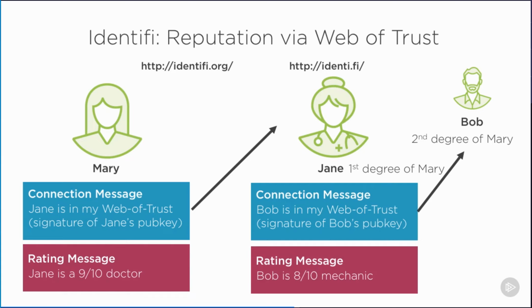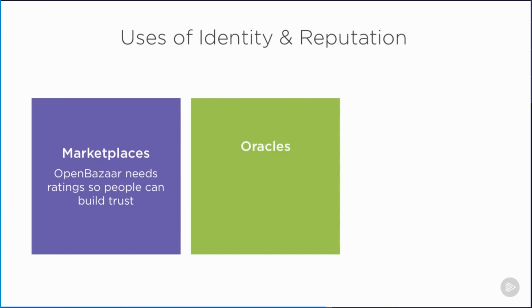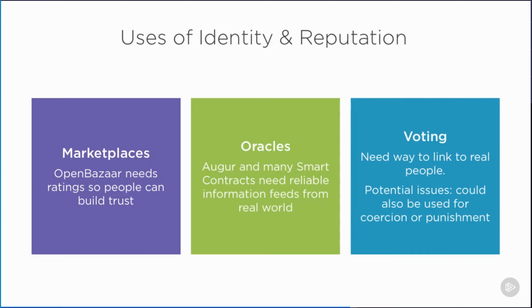Decentralized identity and reputation promise much improved privacy, control, and enable many other applications. For instance, a new decentralized marketplace called Open Bazaar utilizes a reputation system so that people can trust each other in trading physical goods. Reputation is also key to Augur's prediction market that we discussed before, since trusted reports from the real world are needed to know the results of bets. Finally, voting becomes possible with reliable identity systems. Note that voting on a blockchain may remove fraud, but if votes can provably be linked to real people, they might be coerced or punished for voting a particular way.